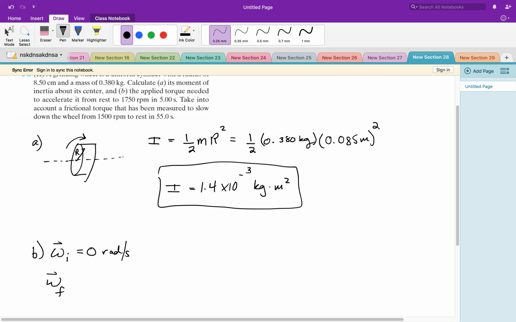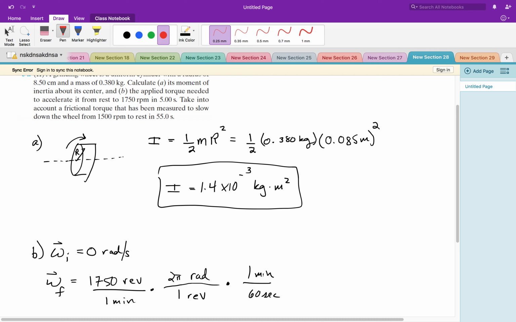We're given omega final, and we're told that this is 1750 RPM, right? So 1750 revolutions in 1 minute, times, we want to be in radians per second. So there are 2 pi radians in 1 revolution. You go around the circle once is 2 pi. And then obviously in 1 minute, we have 60 seconds. And this will give us the right units because we'll end up with radians per second, because these minutes will cancel these minutes and these revs will cancel these revs. So we have radians per second.